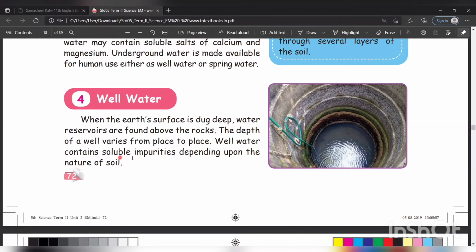Well water contains soluble impurities depending upon the nature of the soil.